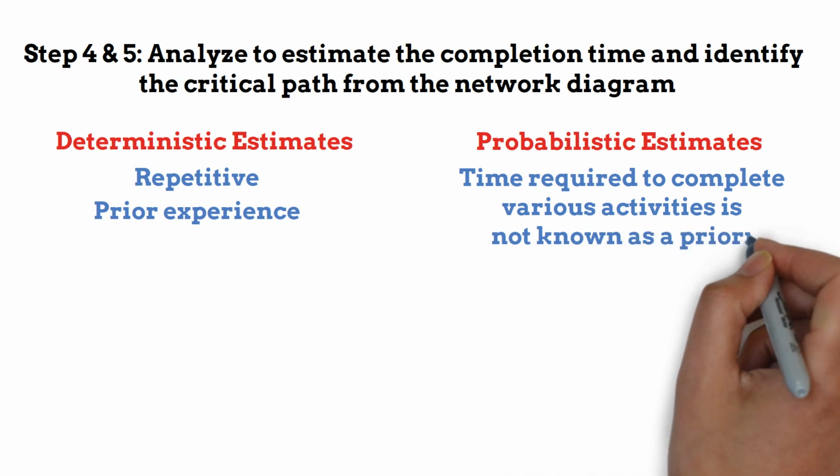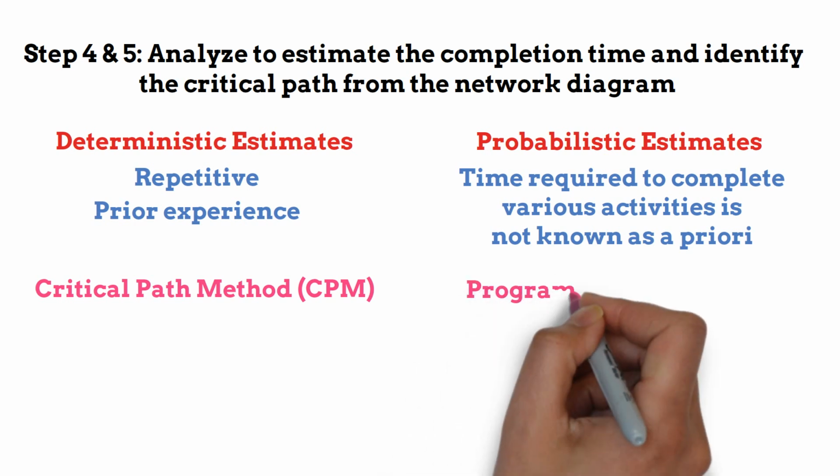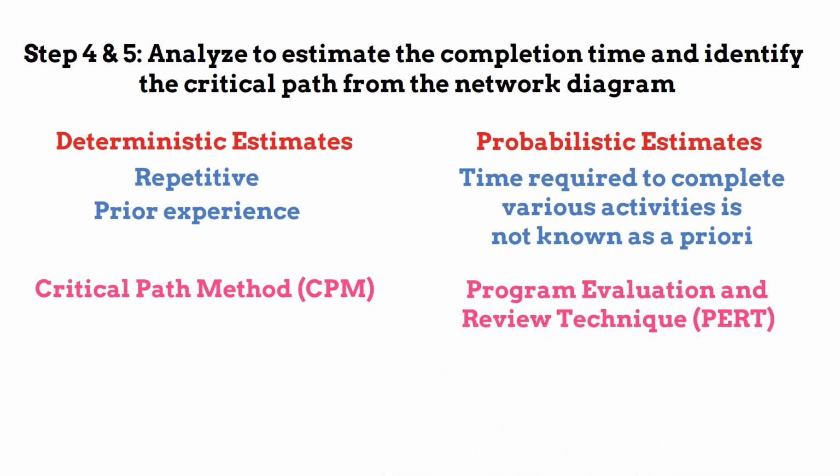as a priori. If we are using deterministic estimates, then the method is called critical path method or CPM, and if we use probabilistic estimates, then the method is called program evaluation and review technique or PERT. To understand those estimates, let us discuss the CPM and PERT in detail. Critical path method or CPM.